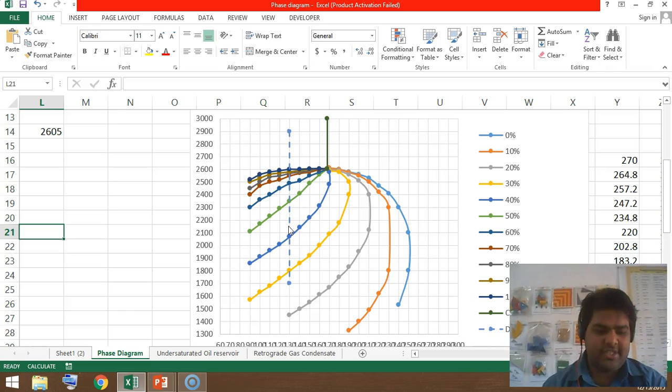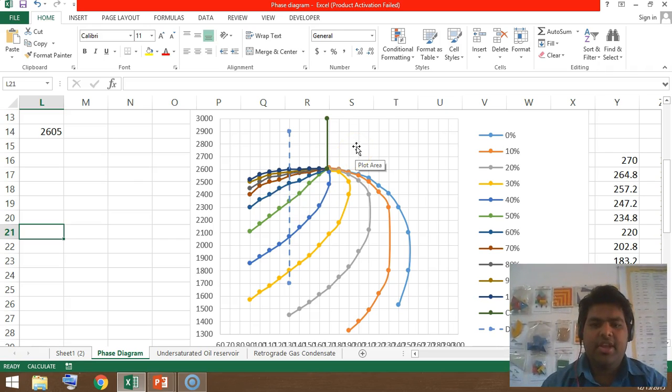and on the surface we will receive oil and gas only. In this case, as the pressure drops, the quantity of gas will always be increasing and the quantity of oil will always be decreasing. In the previous case which we saw, it was a retrograde reservoir.